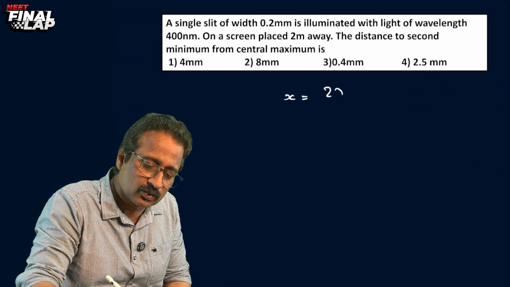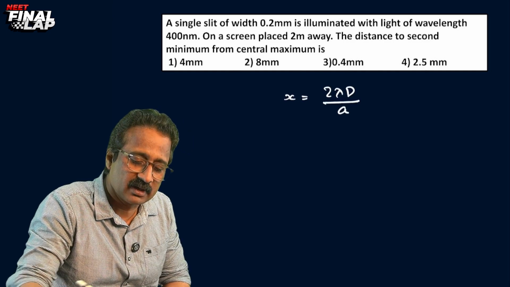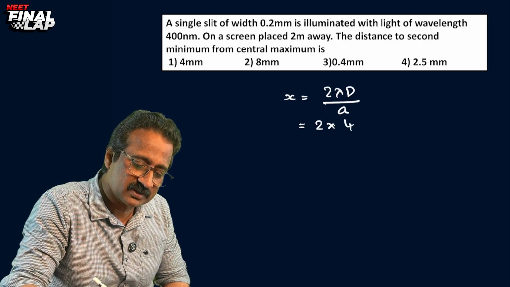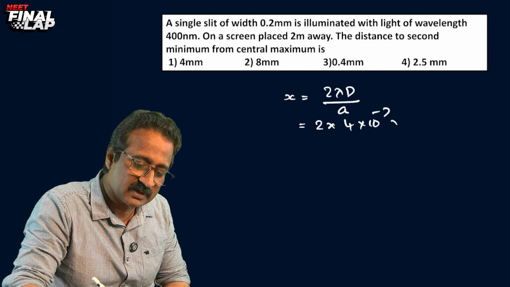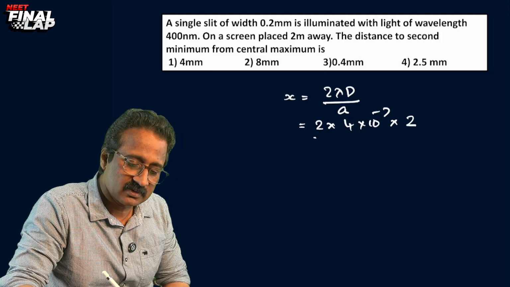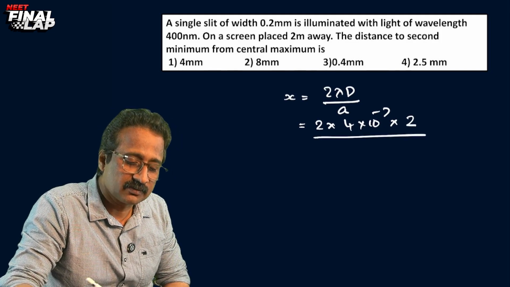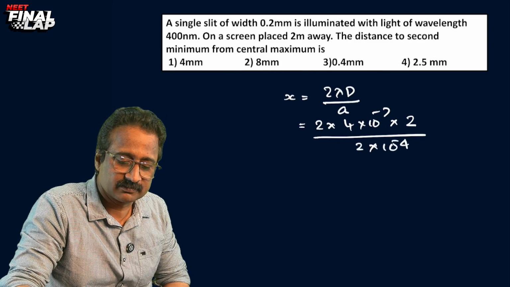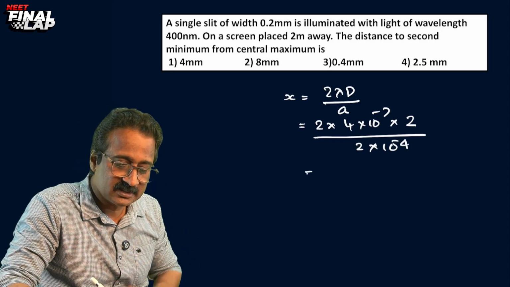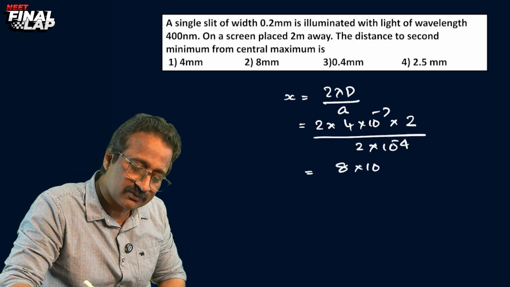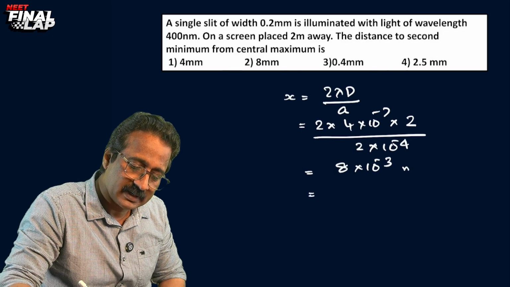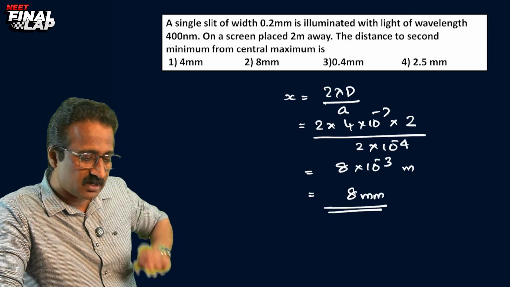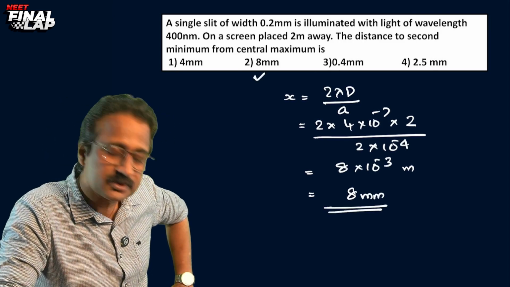X is equal to 2 lambda d divided by a because it is second minimum. It is equal to 2 into lambda, which is given to be 400 nanometer. So it is 4 into 10 raised to minus 7. Capital D is 2 meter, divided by a. A is nothing but the width of the slit, 0.2 millimeter. 0.2 millimeter means 2 into 10 raised to minus 4 meter. That's it. So it is going to be 8 into 10 raised to minus 3 meter, or I can say 8 millimeter. That is the distance to second minimum from central maximum. You will go with option 2.